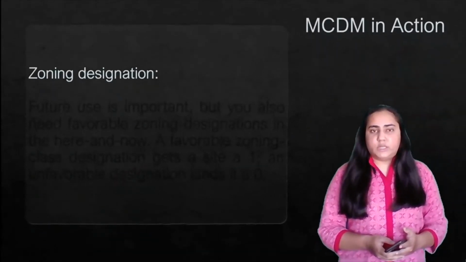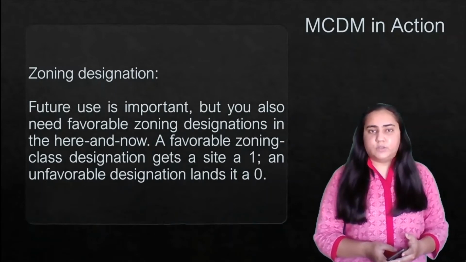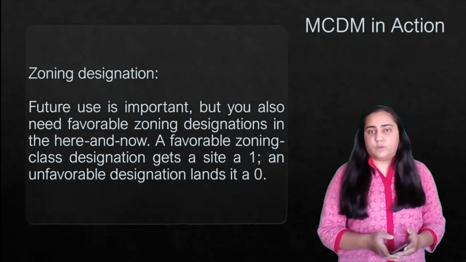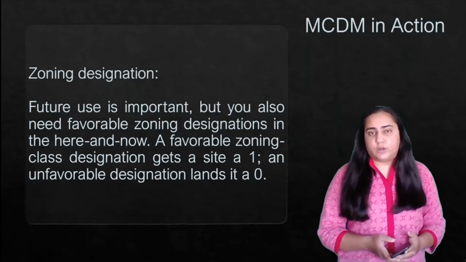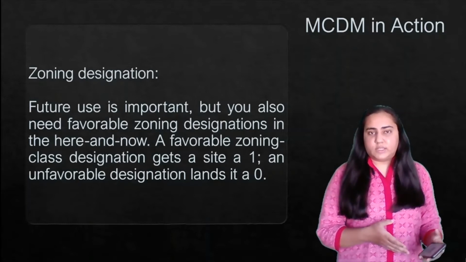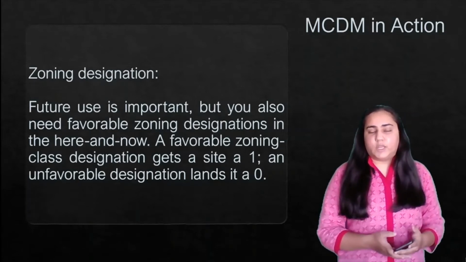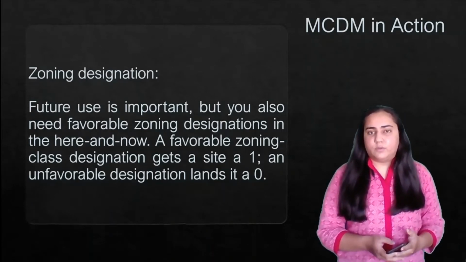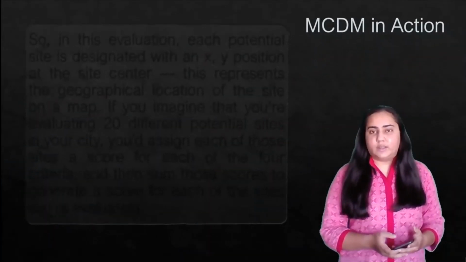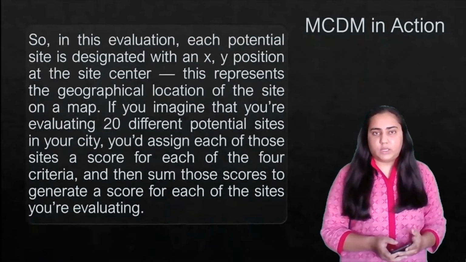The next criterion is zoning designation. Future use is important, but you also need favorable zoning designations in the here and now. If you have a favorable zoning class designation, then that site would get 1. If it's not favorable, then it would get a 0. Those are some of the criteria that can help you in decision making.